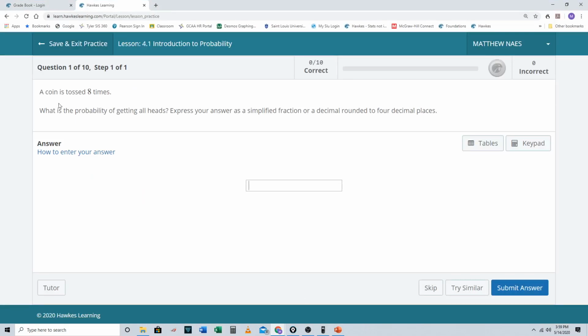That's fine. So a coin is tossed 8 times. What's the probability of getting all heads? Now this is that question I mentioned before. This is classical probability. So it is basically how many outcomes meet the requirement. And there's only one outcome. If I flip a coin 10 times, there's only one way I'm going to get all heads.